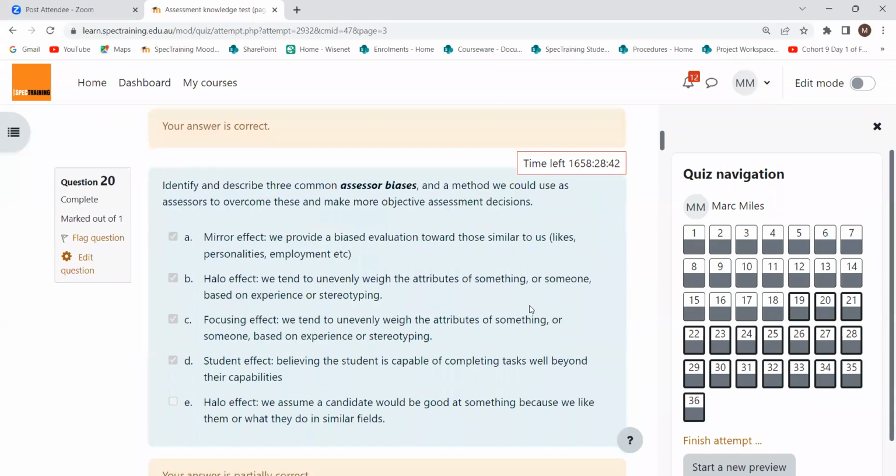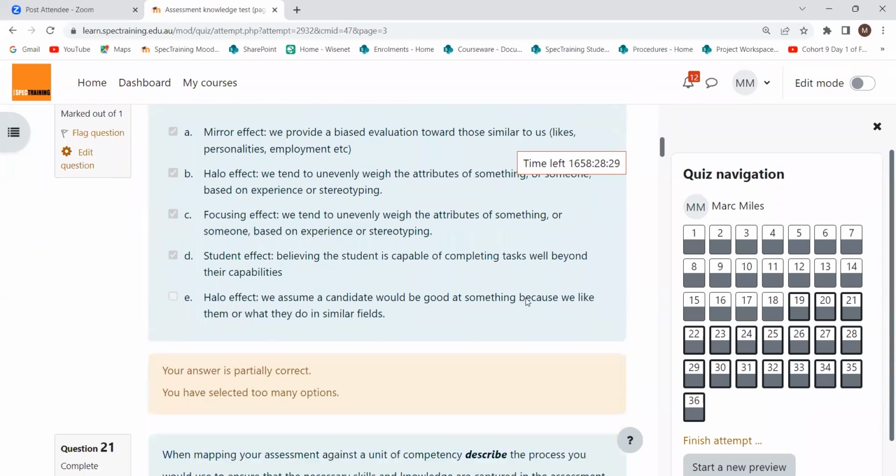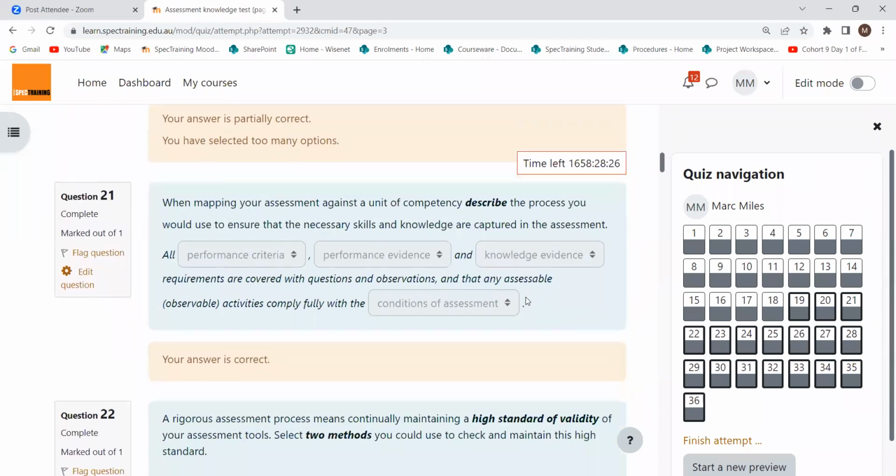Okay. Coming down, question 20. It's partially correct, and it says you have selected too many options. So question 20, bit of self-discovery, bit of self-research, bit of self-thinking there. Okay. Question 21, the answer is correct. Fantastic. So all performance criteria, performance evidence, and knowledge evidence requirements are covered with questions and observations that are accessible. Activities comply fully with the conditions of assessment.